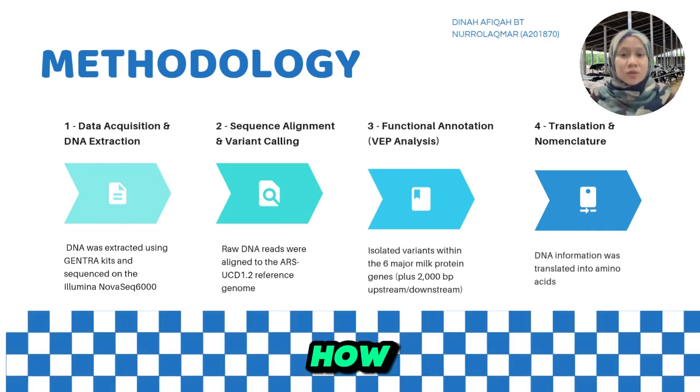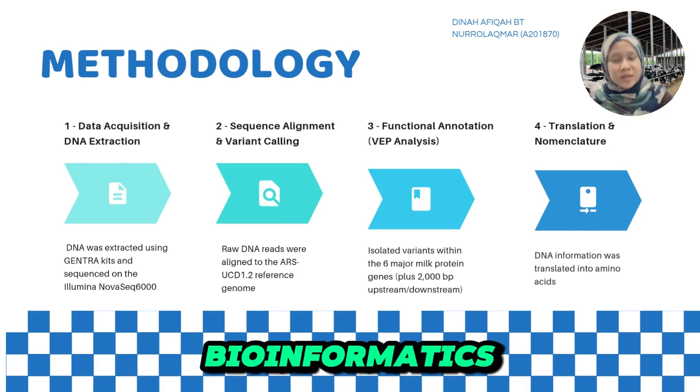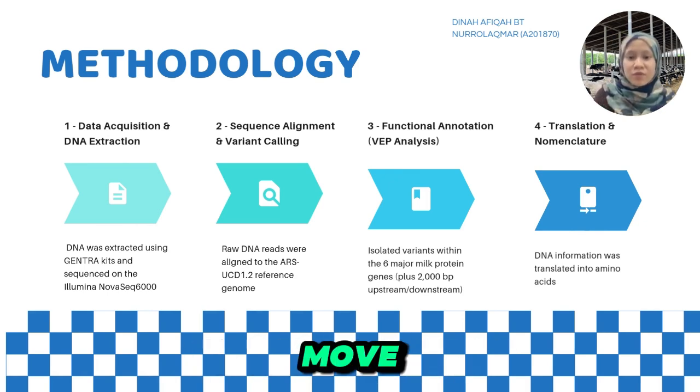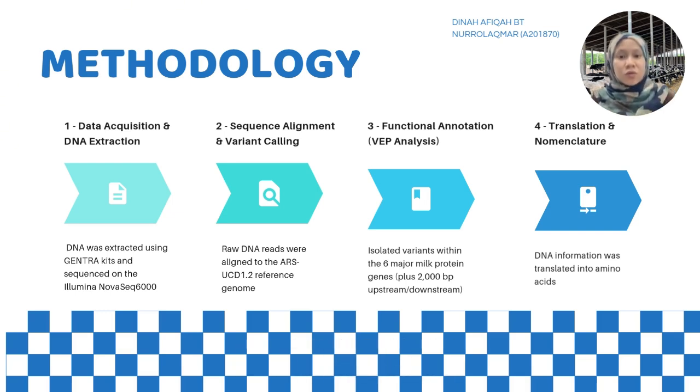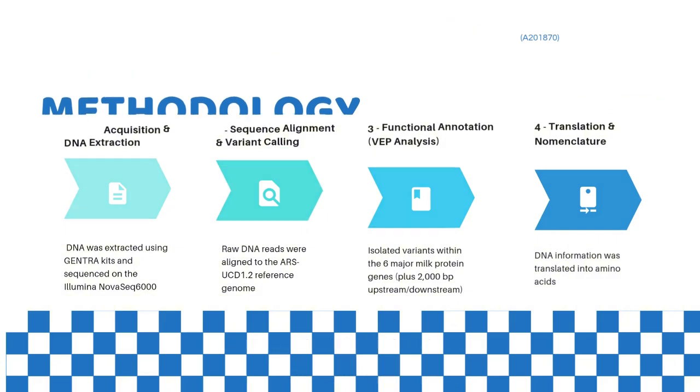To understand how the researchers uncovered these new milk variants, we have to look at their four-step bioinformatics pipeline. This process moved from raw biological data to digital sequence analysis, then to functional filtering, and finally to protein translation. Let's break down each stage.